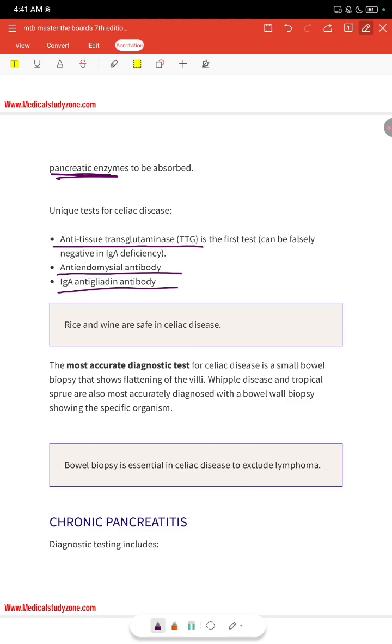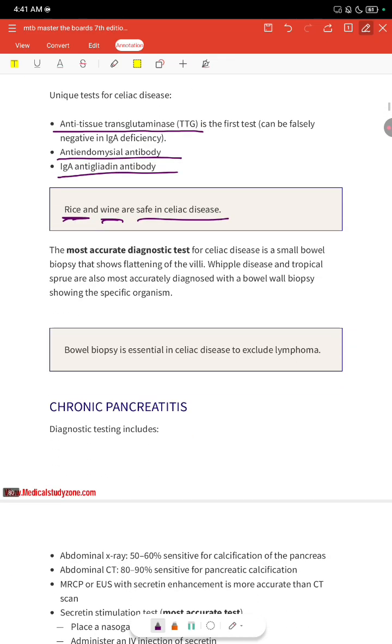Rice and wine are safe in celiac disease. So you just have to avoid the gluten containing products like wheat, etc. Rice is safe. Wine is also safe in celiac disease.